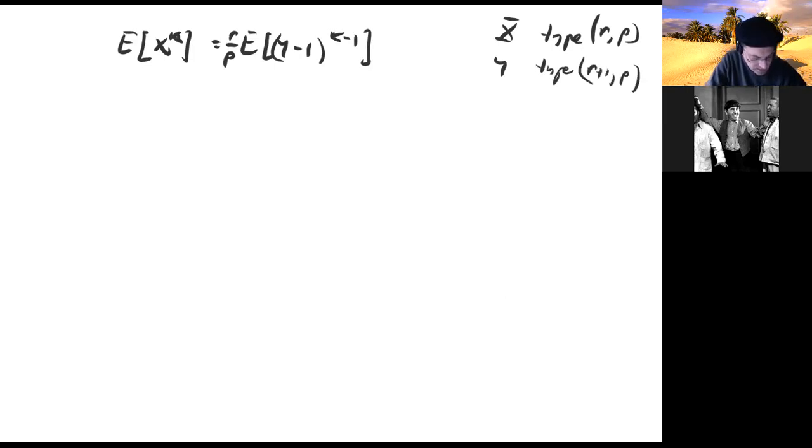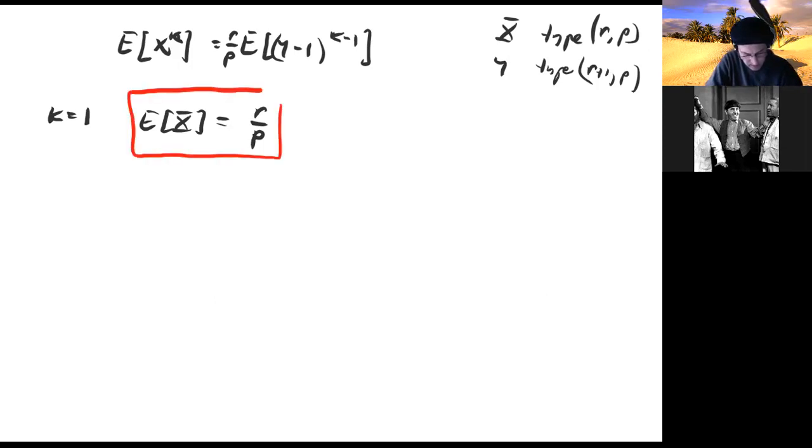Okay, so what does that tell us? Let's take k equal to 1. We get the expected value of X is given by r over p times the expected value of Y minus 1 to the 0, but Y minus 1 to the 0 is constant with value 1. Its expected value is 1. So we get that immediately.